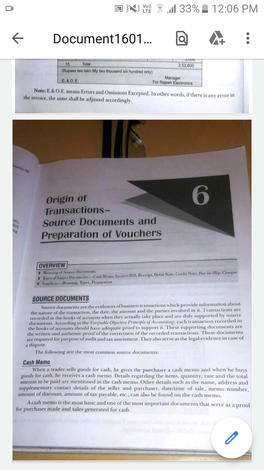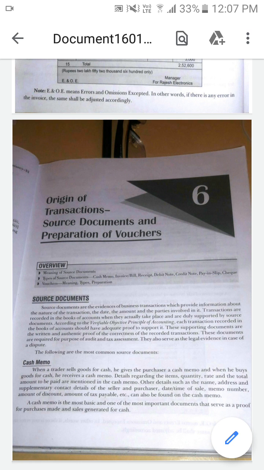It is evidence of business transactions, which provides information relating to the nature of the transaction, date, amount, and who the parties involved in the transaction are. A transaction recorded in the books of accounts where it actually takes place is duly supported by the source documents. For every transaction there is a document.